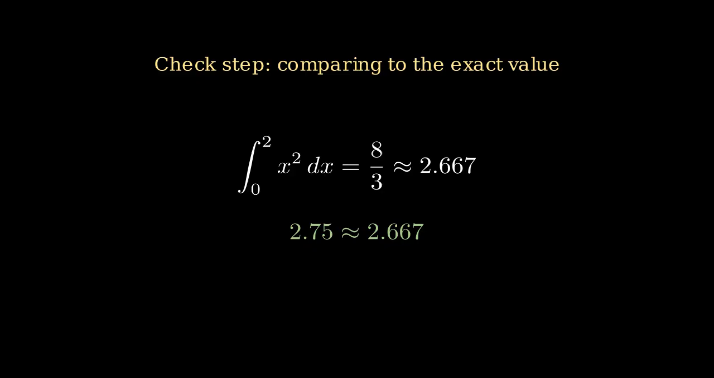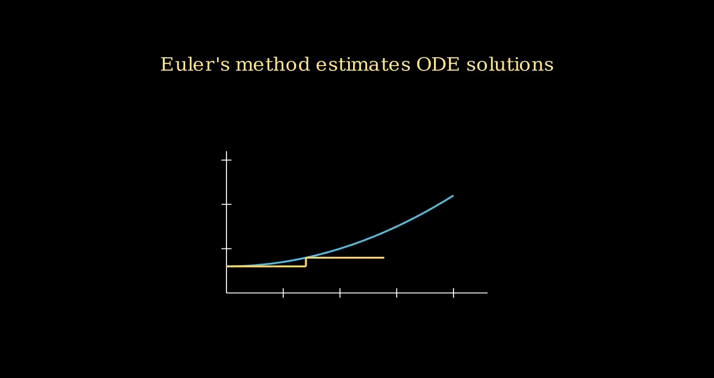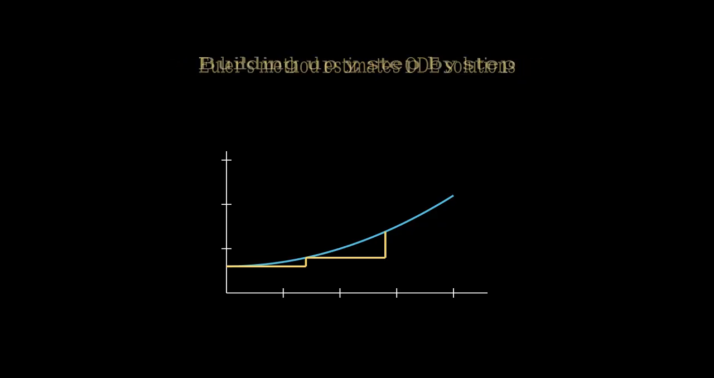Now let us look at Euler's method. Euler's method estimates the solution of a differential equation by taking small steps, one at a time, using the slope of the curve at each point. Instead of finding an exact formula for y, we build up an approximate value, step by step.